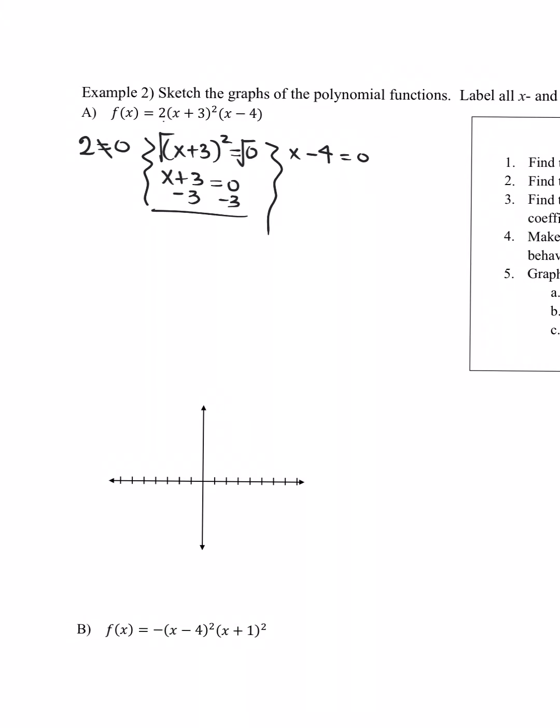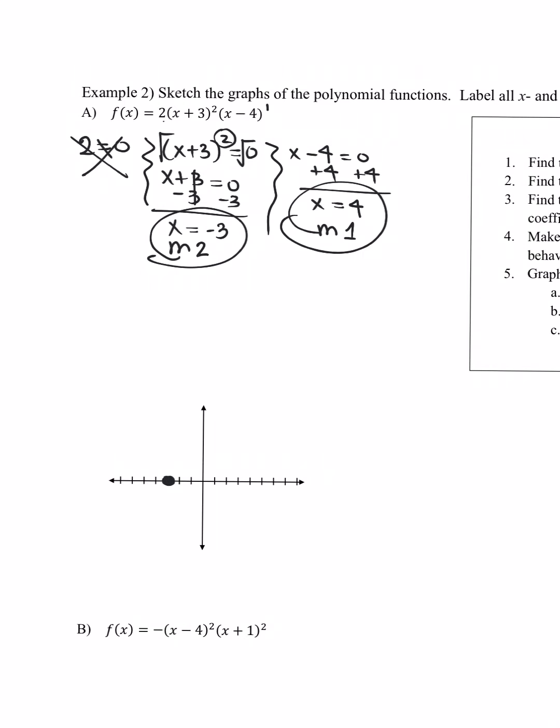Subtract 3. So x equals negative 3, and I have a multiplicity of 2 because I have a power of 2. And then I want to add 4 to both sides. So x is equal to 4 with a multiplicity of 1 because it's a power of 1. Okay, so this didn't give me an x-intercept, so I'm not going to graph that one. So let's start with x equals negative 3, 1, 2, 3. And x is equal to 4. So one right there.